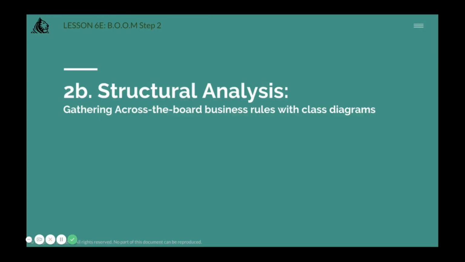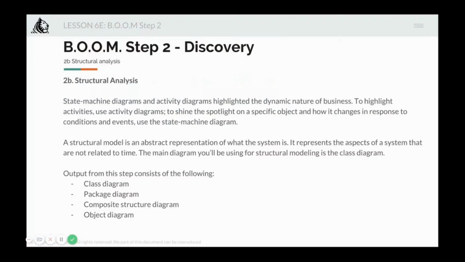Right? So this was all about the behavioral part of it. Let's understand some structural analysis, which is basically gathering across-the-board business rules with class diagrams. So what is structural analysis? Well, in the earlier topic, lifecycle requirements for key business objects, you worked with state machine diagrams. You looked at state machine diagrams together with activity diagrams because those are your main options for describing the dynamic nature of the business, the sequencing of business events and activities.